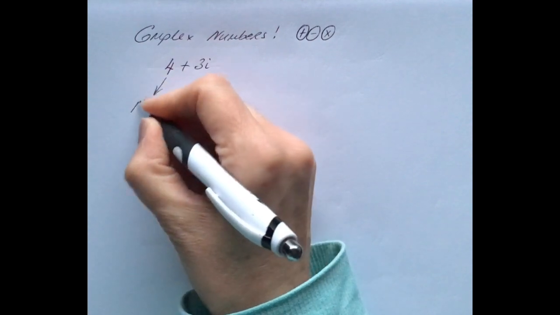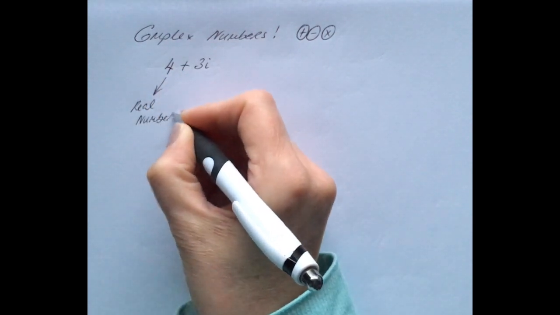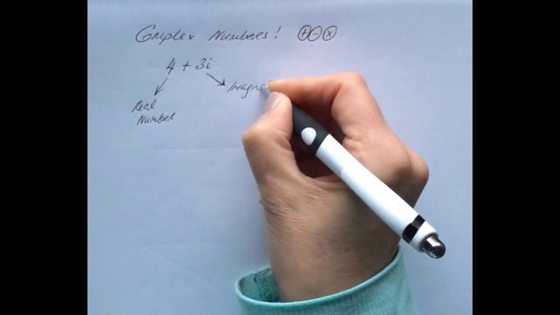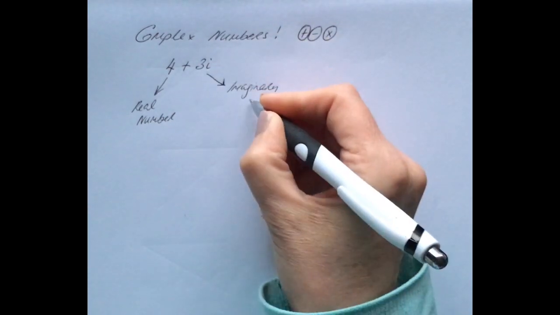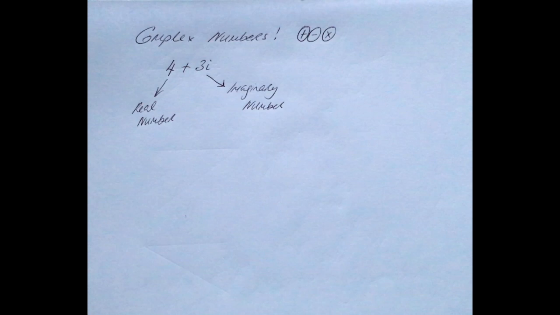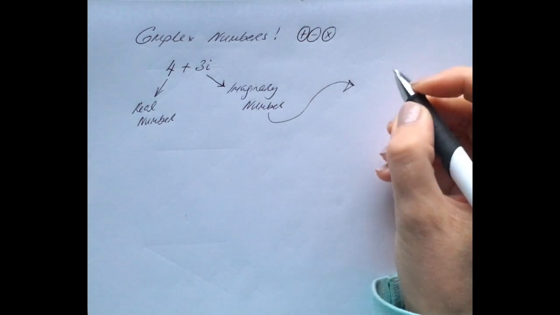It has a real part, the 4, that's a real number. And it has what we call an imaginary number. And of course, you know it's an imaginary number because they use the i. Now, where do imaginary numbers come from? Well, let's come over here to discuss imaginary numbers.